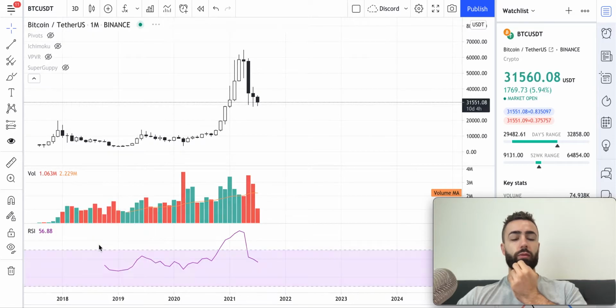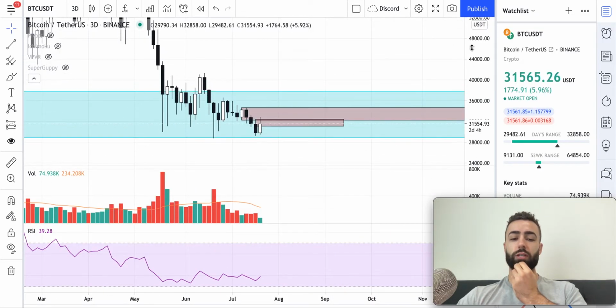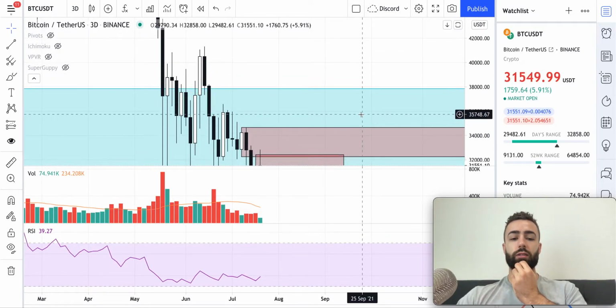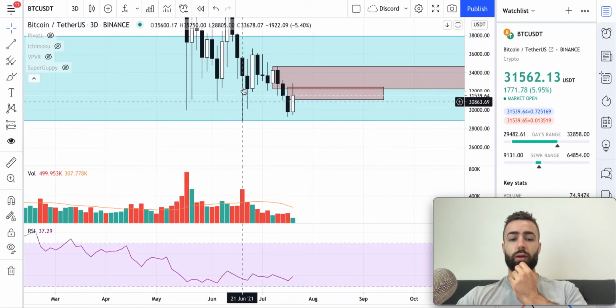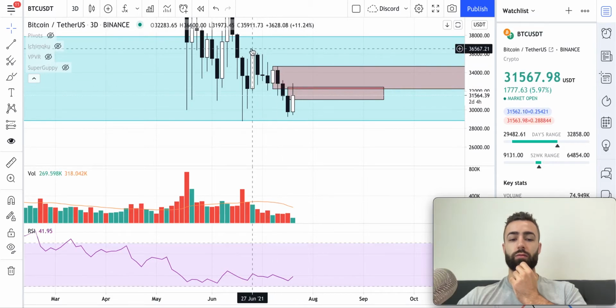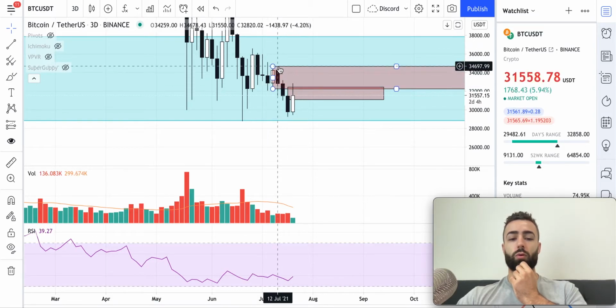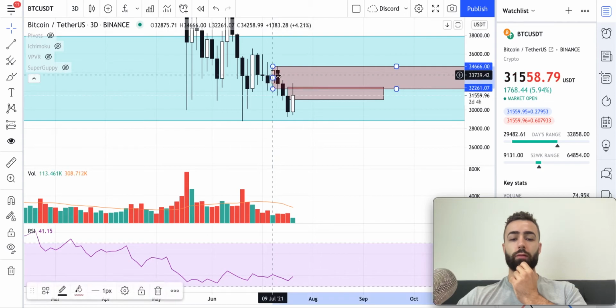If we go to the 3-day time frame, we also have something interesting to see here, and this is the new fresh resistance level that we just printed. So this is where we have our bear trend right here. So we have a high, low, lower high, and then lower low pattern here.